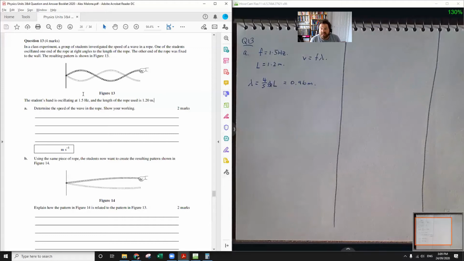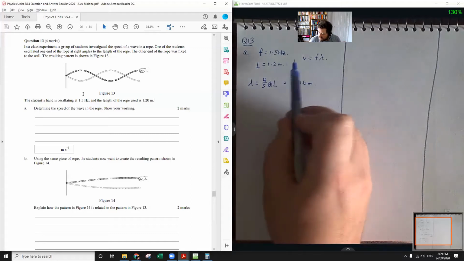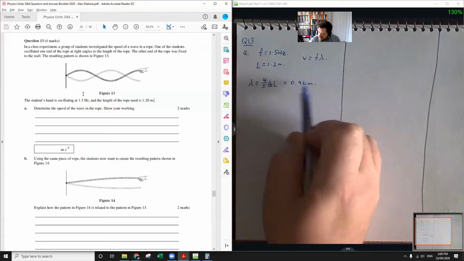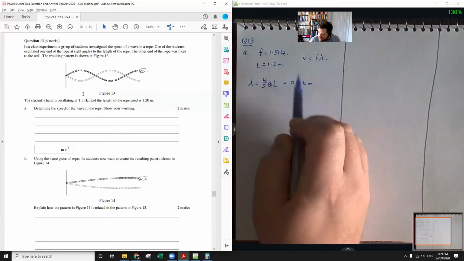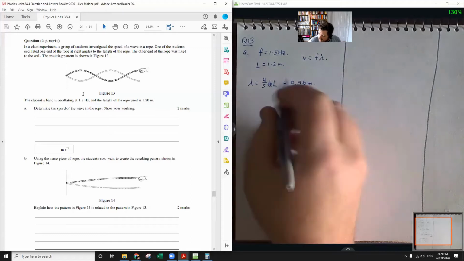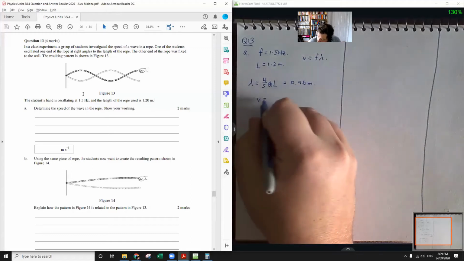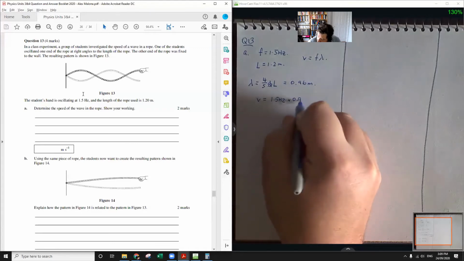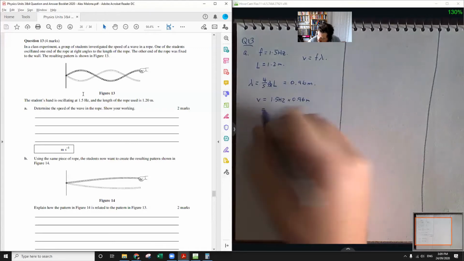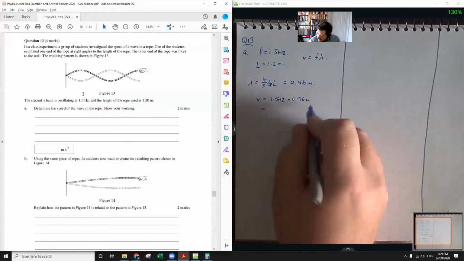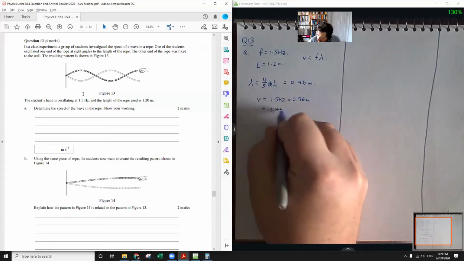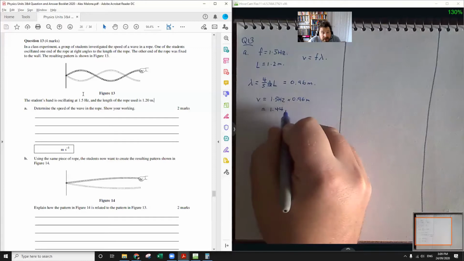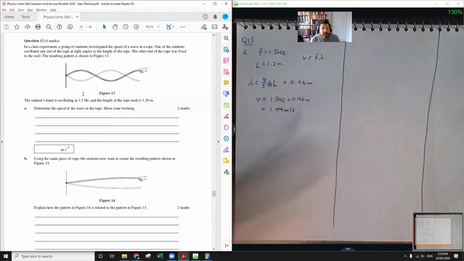So now we can stick those two together. We've got a frequency of 1.5 hertz, a wavelength of 0.96 meters. So we're going to have v equals 1.5 hertz times 0.96 meters equals 1.44 meters per second. Okay, so that's our wave speed.